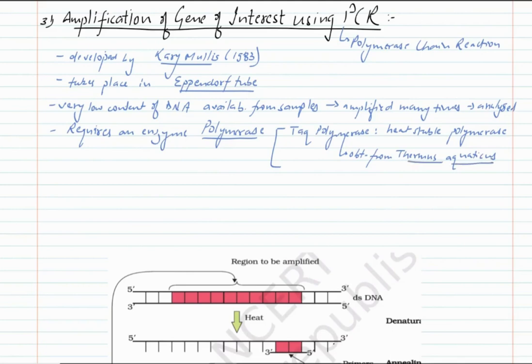Other polymerases that can also be used are, one is known as Pfu polymerase, which is obtained from Pyrococcus furiosus. And we can also use another polymerase known as Vent polymerase, which is obtained from Thermococcus litoralis bacterium.